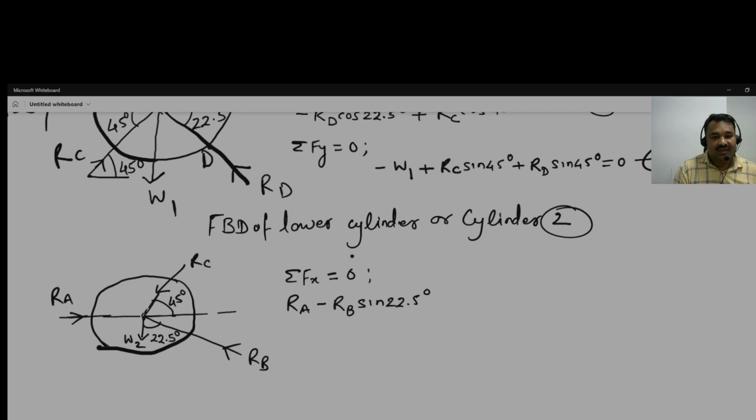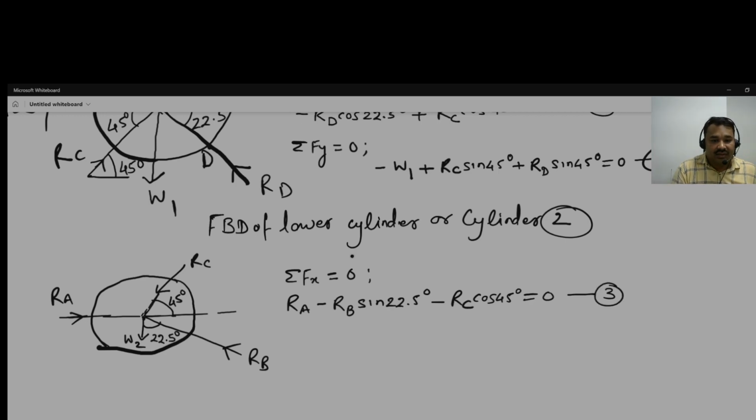So RC is also in the negative direction, RC, but with the horizontal axis x. That's why cos 45 degree. Okay, so RC in this way is equal to 0, and this is our third equation.